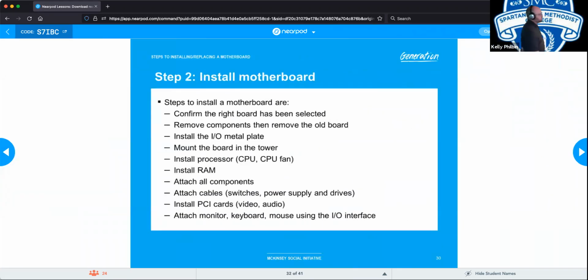All right, step 2, installing the motherboard. You confirm through your research, obviously, and then once you receive it, verify that this is the one you want and need. You remove all the components from the old board. Obviously, there are a few steps prior to that. If you remember from yesterday: power down, hold 5 seconds, unplug, open the tray, and then you're going to remove the internal components, starting with the expansion cards and RAM, and then moving to other components as we go. Then you're going to install the IO metal plate, mount the board inside the tower.